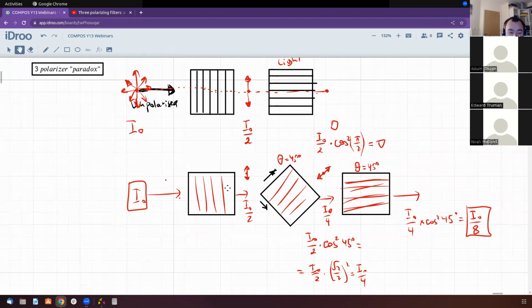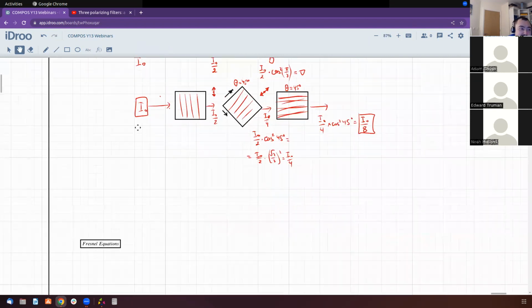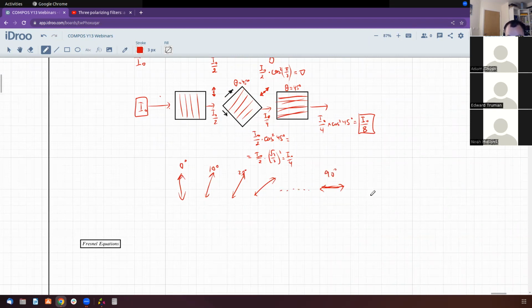And you can have even more light passing through if you have more than three polarizers. So let's say you have a polarizer at 0 degrees, then a polarizer at 10 degrees, then 20 degrees, 30 degrees, and then all the way up to 90 degrees. And you will have more light than I0 over 8, which is crazy.